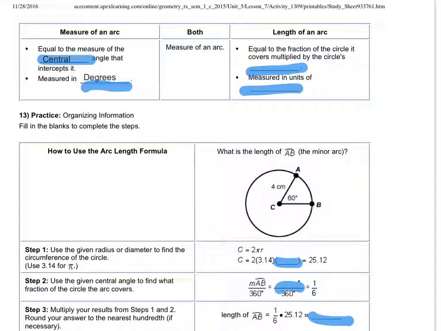So the length of an arc, here's where we do something different. It's equal to the fraction of the circle it covers multiplied by the circle's circumference. So once again, we've got the C word, circumference. And this is measured in units of length. Don't let that bother you. For length, we use inches, feet, yards, meters, those different types of things. Okay?